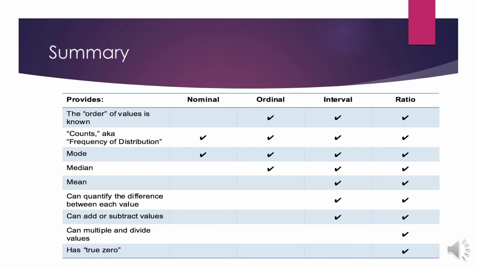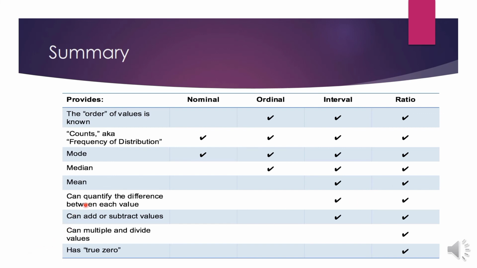If we have here the following, the order of values is known to be ordinal, interval, or ratio. The frequency of distribution could be nominal, ordinal, interval, and ratio. The mode will be used to all types of data. The median will be used in ordinal, interval, and ratio. The mean will be used in interval and ratio only.